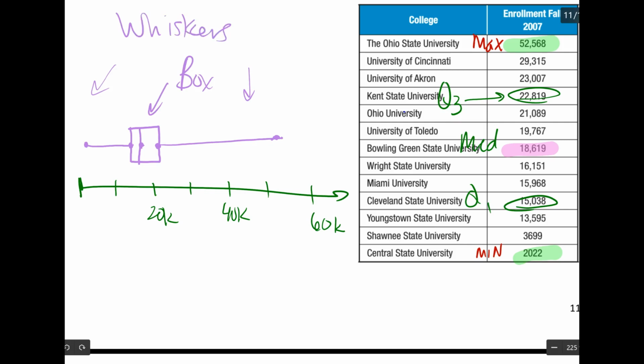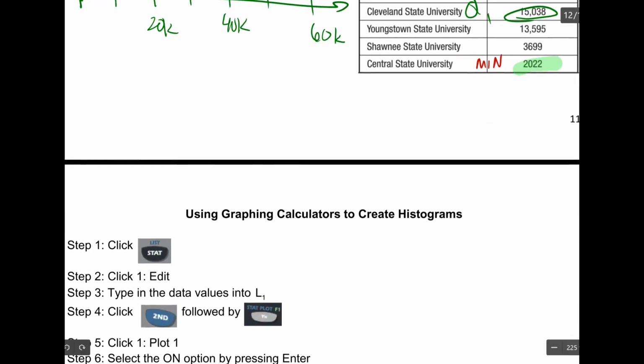Yeah, and that's actually it. There's no more examples. This is how to create box plots. I don't care about creating them on your calculator because we're going to do it in person. And we're done.